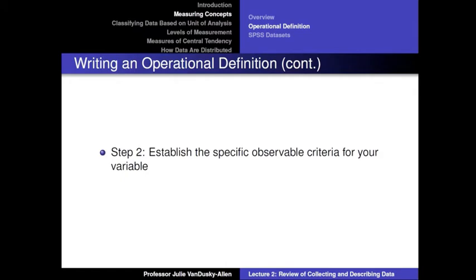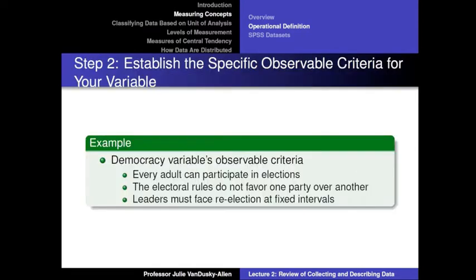The next step is establishing the specific observable criteria for your variable. For example, if we were measuring democracy and we wanted to measure elections, we would specifically examine whether a country has free and fair elections, where every adult could participate and the rules do not favor one party over the other. In addition, we would want to make sure leaders are held accountable. One observable and measurable way leaders can be held accountable is having to face re-election at fixed intervals.